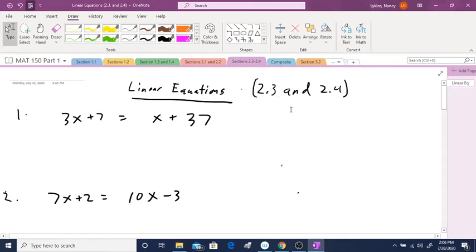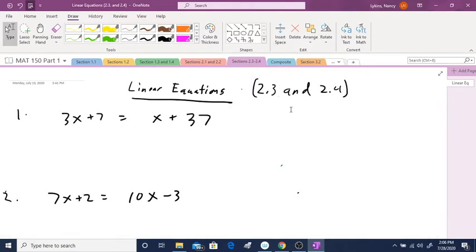Okay, welcome to the last part of Chapter 2. This is 2.3 and 2.4, dealing with linear and nonlinear equations. So I've got quite a few examples on how to approach solving equations. Okay, now here's my rule of thumb.